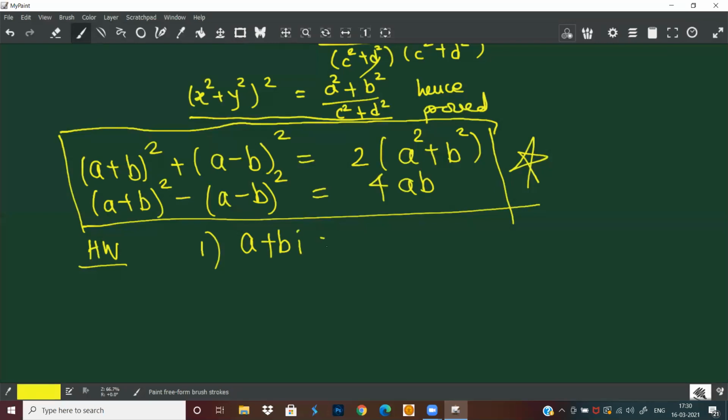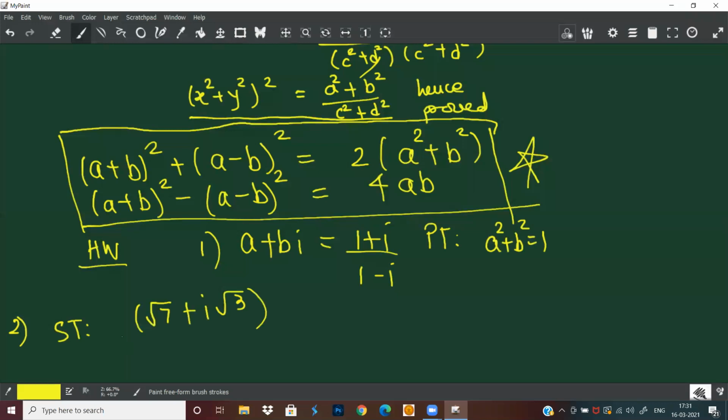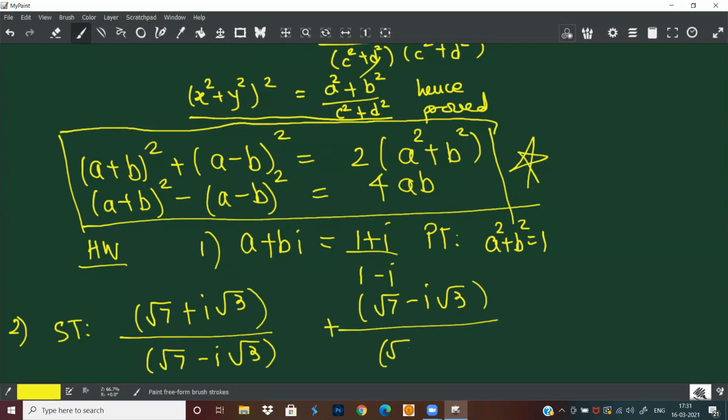A plus bi is 1 plus i upon 1 minus i. Prove that. This is very simple, a square plus b square is 1. But this, consider it for college exams. Show that root 7 plus i root 3 is real.